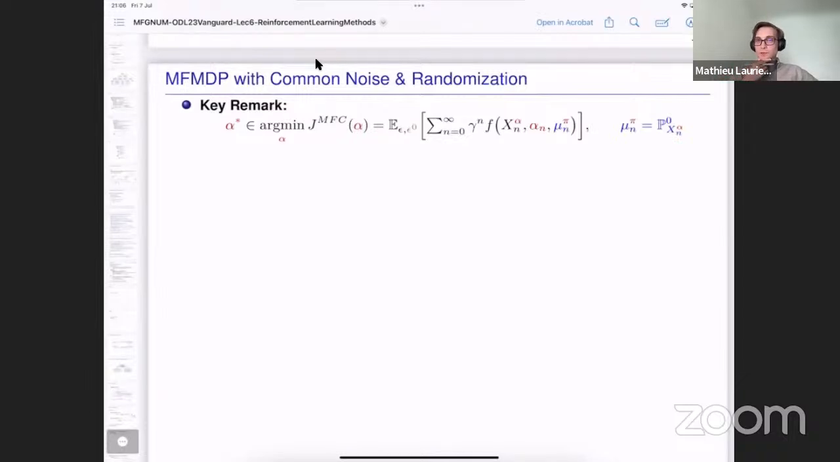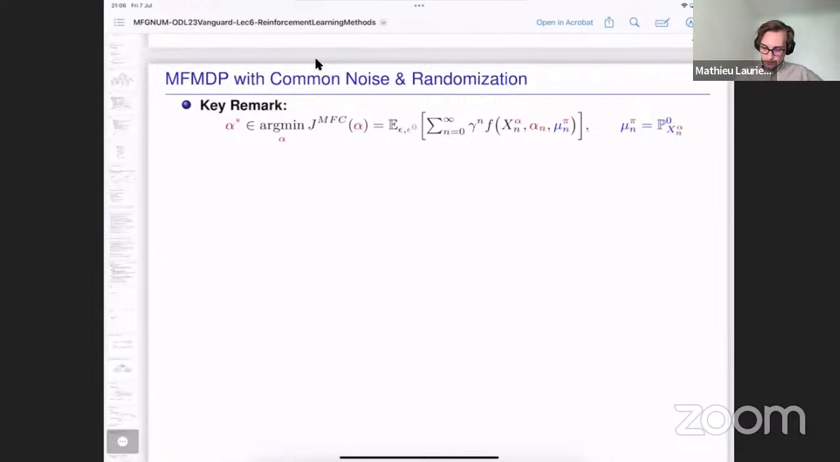So actually, we can do the same thing. We can develop a dynamic programming principle for the value function. And the key remark to do that is to note that x will not be enough as a state. We need to look at the population distribution as a state. So this expectation here, I mean, this is the original formulation of the cost. By the way, here I'm using the notation alpha.